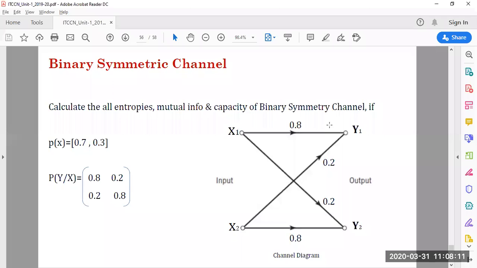So if you are done, start calculating P of y, and in the chat box, please leave a comment with what P of y is. Go step by step. First calculate P of y. Once P of y is calculated, then please let me know what your answer is. I hope you have written all these P of x and P of y by x matrices and then the channel diagram.